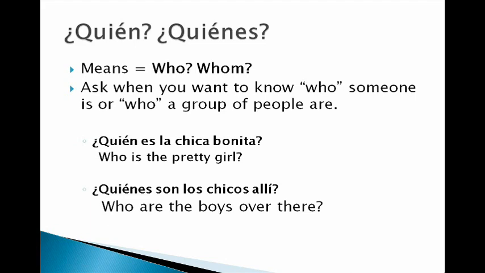¿Quiénes son los chicos ahí? Who are the boys over there? Notice that this one's singular because we're talking about one girl, and then this one is plural because we're talking about a group of boys.